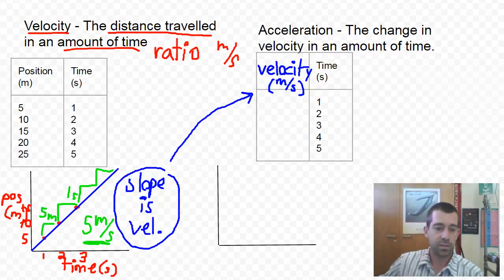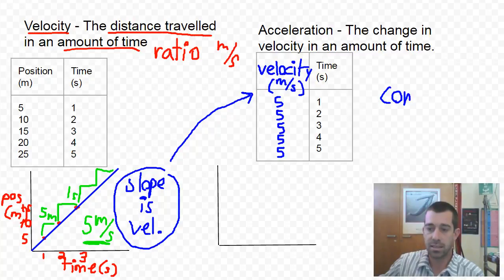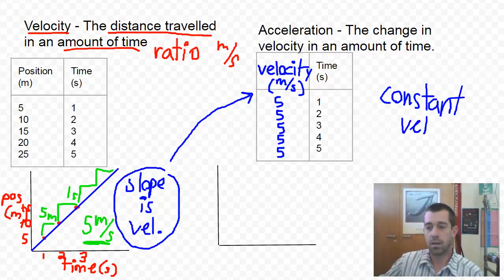So the velocity for the first second is the slope. The slope was 5 meters per second at that time. It was also 5 meters per second at 2 seconds. It was also 5 meters per second at 3 seconds, 4 seconds, and 5 seconds, because like we said, the slope is constant, and therefore the velocity is constant. Okay, so this is constant velocity. It's the same number all the time.